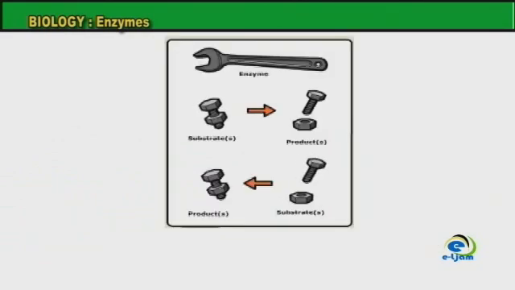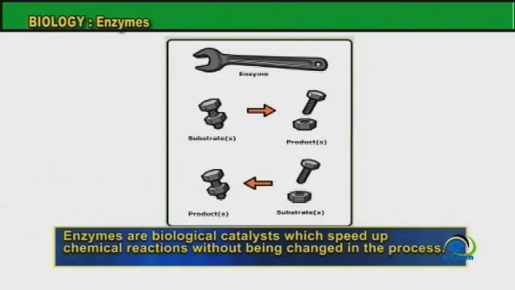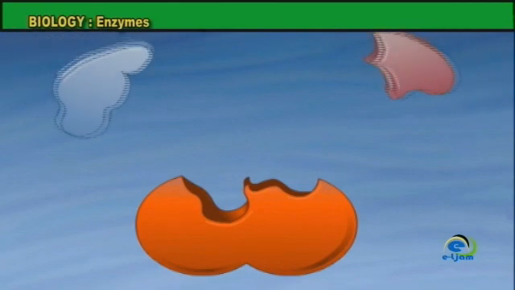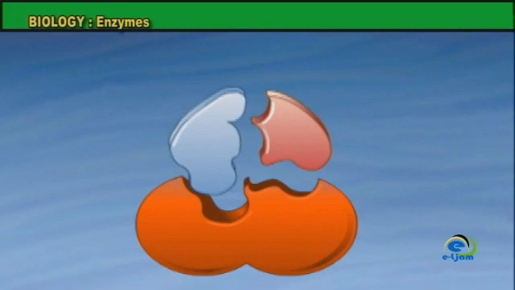Enzymes are proteins made by living cells. In other words, they are biological catalysts which speed up chemical reactions without being changed in the process. Each enzyme has an active site which is formed due to the folding of long chains of amino acids. Another molecule, called a substrate, binds to the active site of the enzyme to form an enzyme-substrate complex.